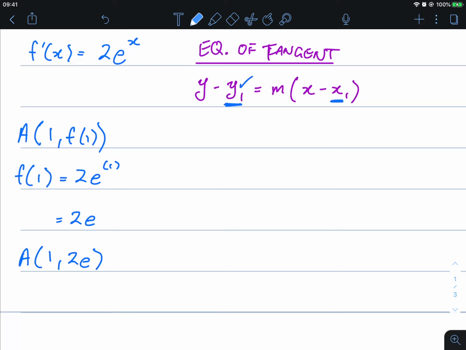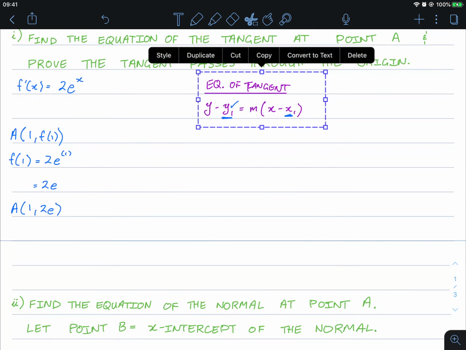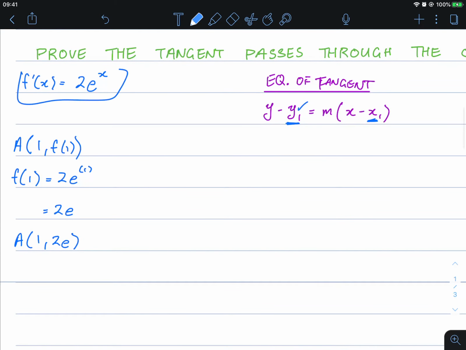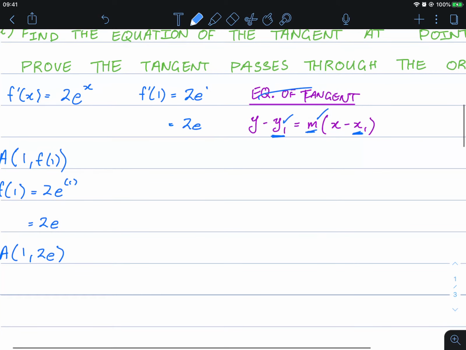So we've finished this one. We just now need the gradient m. The gradient m, we can find that using our gradient function, the derivative, because this will tell us the gradient at point 1. So let's find f prime of 1. 2e to the power of 1, that's just 2e. Now we have the gradient. Now we can use this one. Let's move this down.